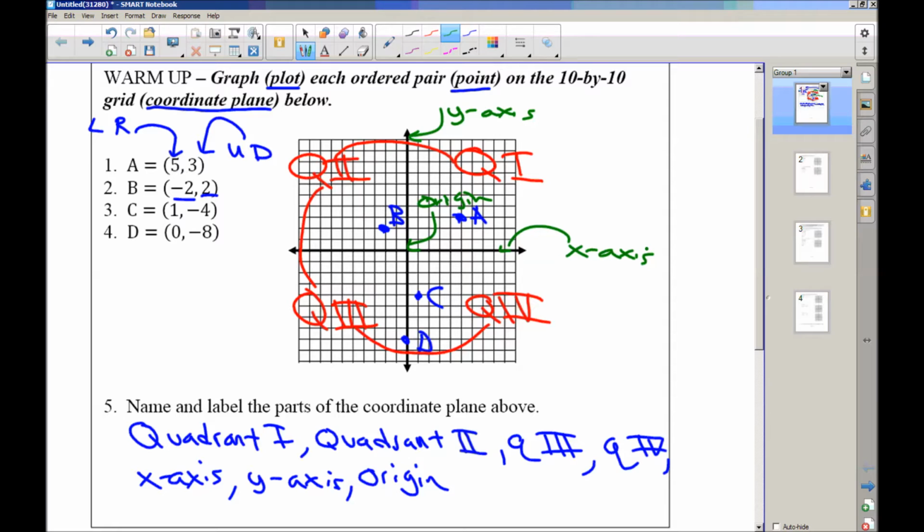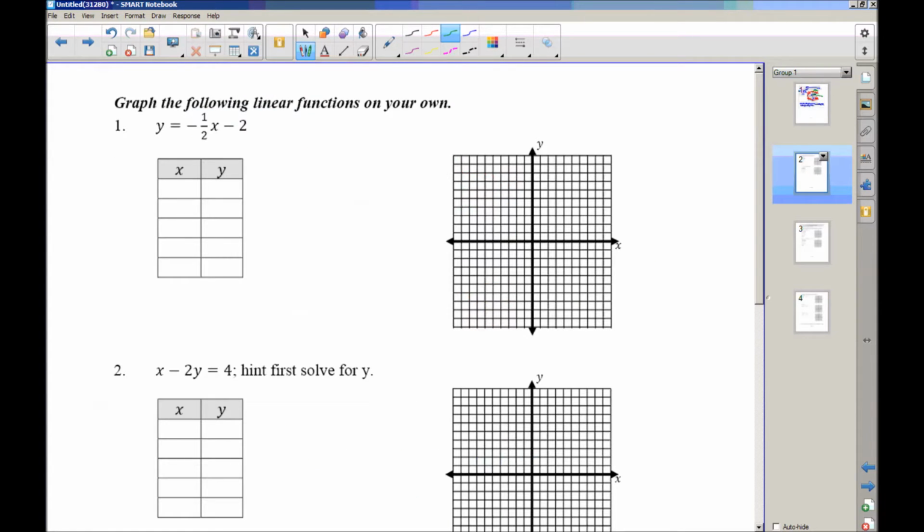So we can name where a point lies on the coordinate plane. So for instance, point A would be in quadrant 1, point B would be in quadrant 2, point C would have been in quadrant 4, and point D is on the y-axis. Okay, flip it over. We did these in class last time.